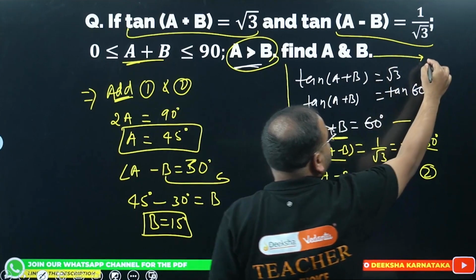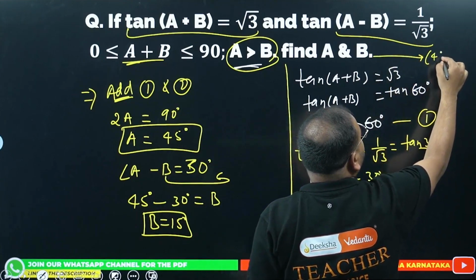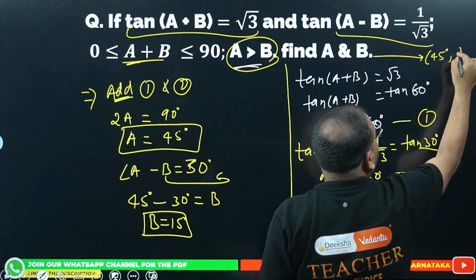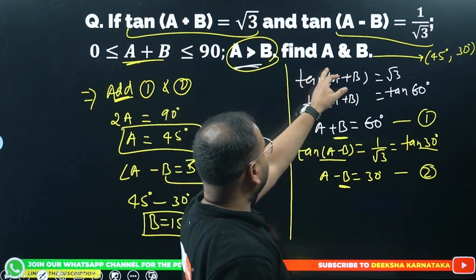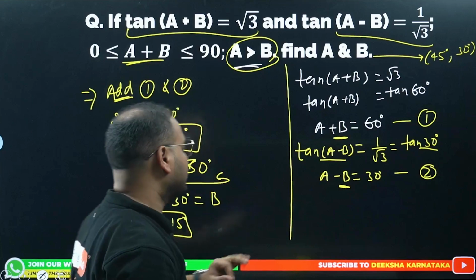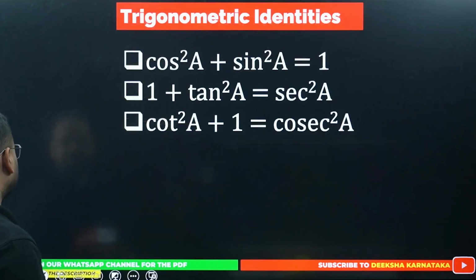What is my answer? 45 degrees and 30 degrees. Angle A is 45 degrees and angle B is 30 degrees. Okay, moving on to the next question.